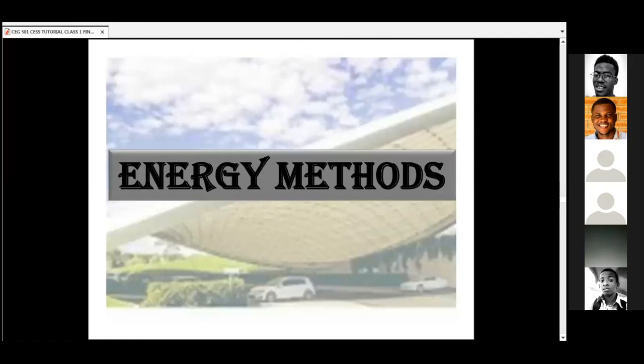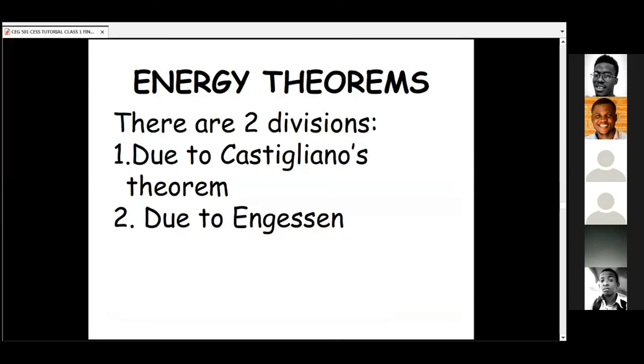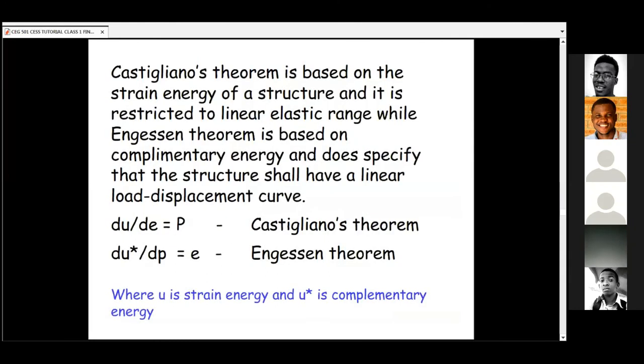Now there are two divisions. There's the first one, which is Castigliano's theorem, and then there's Engesser. Now Castigliano's theorem is based on strain energy, and it is mainly restricted to the linear elastic range. That of Engesser is based on complementary energy, and it specifies that you have a linear load displacement.